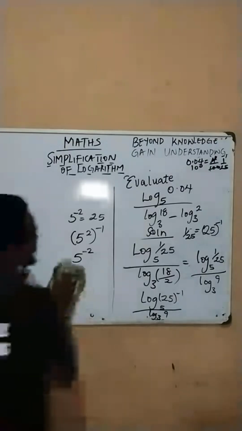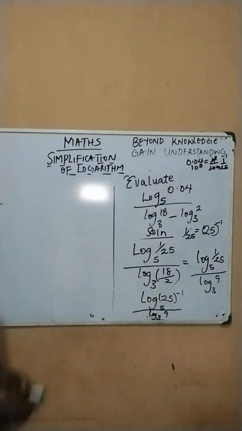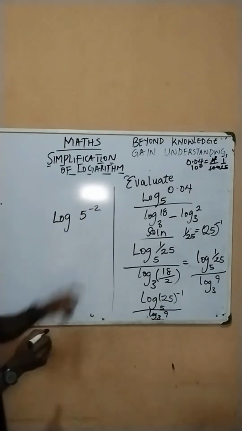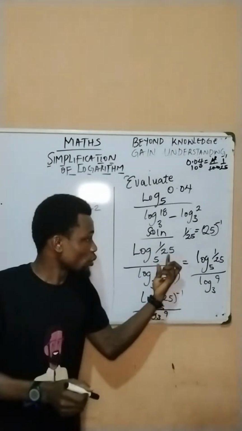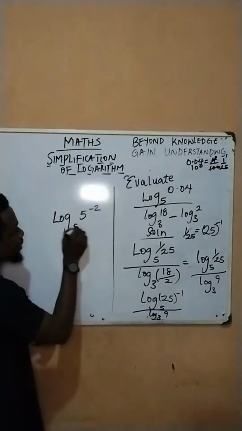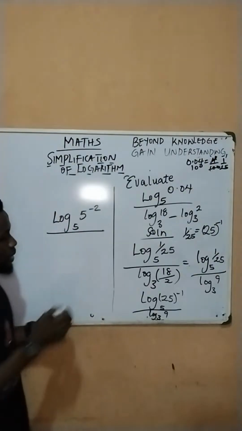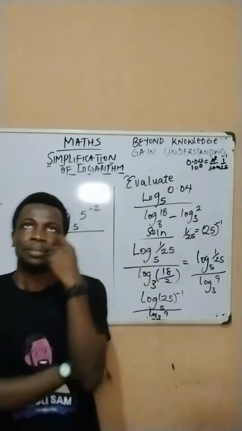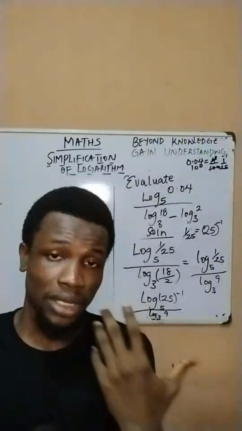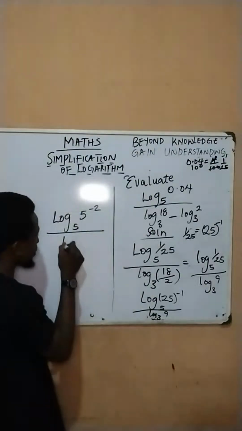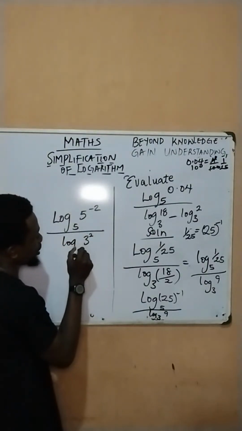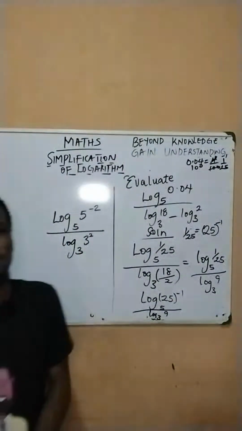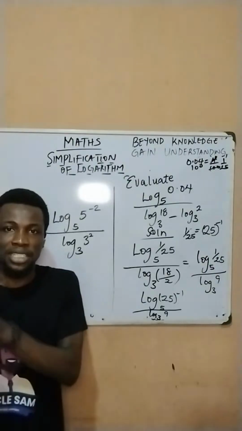So once I've done that, this becomes the log of 5 raised to the power of minus 2, which is the simplified version of 1 over 25, to the base of 5, divided by the following. Now I can do something to this 9, since it has a base of 3. I can replace this 9 with 3 squared, because 3 squared is the same thing as 9. So this becomes log 3 squared base 3. We're now expressing it in terms of a base and a power, and it's purposeful. There's a reason why we are doing that.